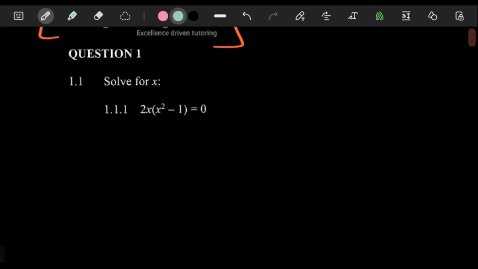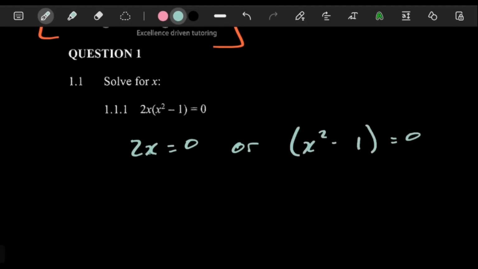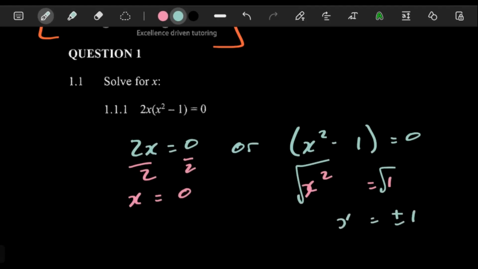So with a question like this one, the first thing that you want to keep in mind is if you're going to solve for x, fortunately, if your expression is equal to 0, you can make the first portion equal to 0, and then you can make the second portion also equal to 0. So from here, you can divide both sides by 2, and then you have x is equal to 0. For this one, the 1 can go to the other side, it becomes a plus. And then anything that you put under a square root, you have to put plus or minus as your final answer. There we go.